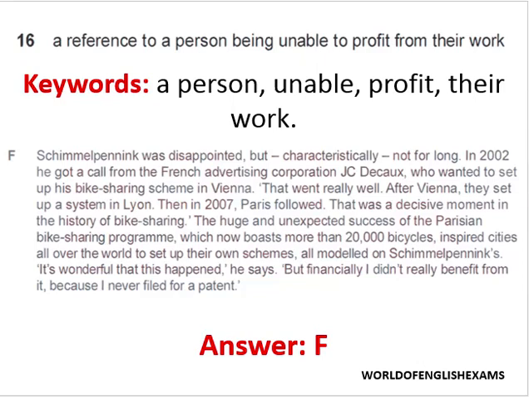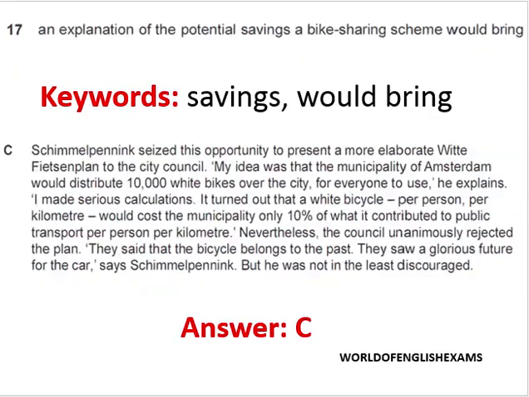Now, I hope by now you understood what my strategy is. I have read all the statements. Now I'm searching for that one keyword which is very significant and helping me to locate the answer. Moving on to the next question, the 17th one. An explanation. Again, you need an explanation here about the potential savings a bike sharing scheme would bring. Guys, do you remember where we read about savings? Yes, so we read it in the same paragraph which says that the idea was rejected by the council. That is paragraph C. We can clearly see that the keywords here are savings and would bring.